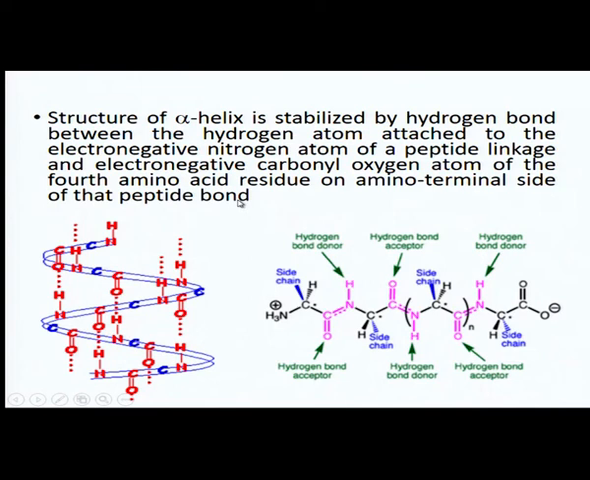In the case of alpha helix, different types of helices are described based on the number of amino acid residues per turn, pitch and the distance per turn, which in general are decided by the nature of amino acids and the hydrogen bonding between them. The structure of alpha helix is stabilized by hydrogen bond between the hydrogen atom attached to the electronegative nitrogen atom of a peptide linkage and electronegative carbonyl oxygen atom of the fourth amino acid residue on amino terminal side of that peptide bond, which means that the donor is in the fourth position, acceptor is in the first position.